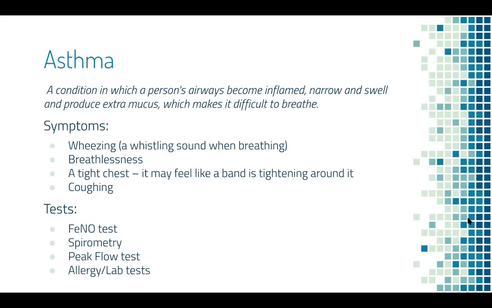Now I'll be going over the second respiratory disease, which is asthma. So asthma is a condition in which a person's airway becomes inflamed, narrow, swells, and produces extra mucus, which can make it really difficult to breathe. And some symptoms of asthma include wheezing, which can manifest as a whistling sound when breathing, breathlessness, a tight chest, and it may even feel like a band is tightening around the chest, coughing. And some tests to test for asthma include a FeNO test, spirometry test, peak flow test, and allergy/lab tests.